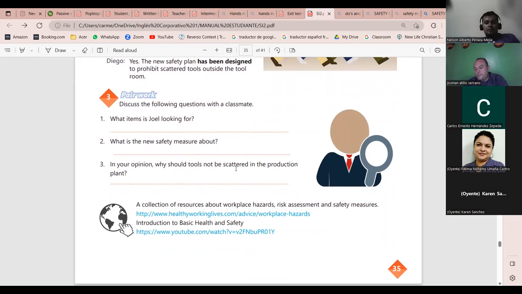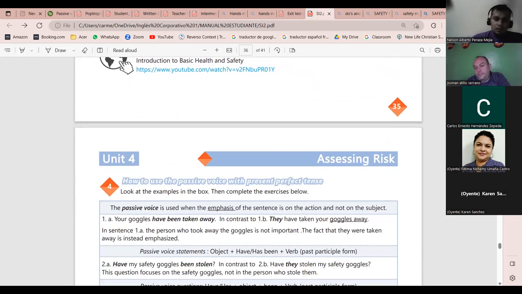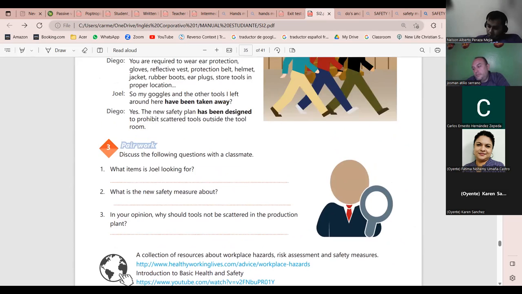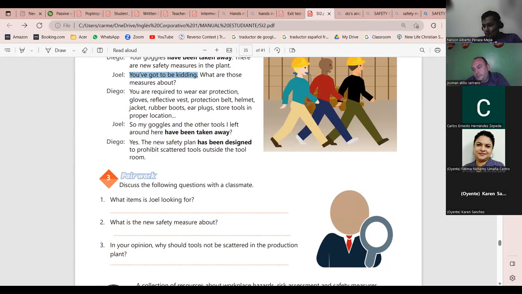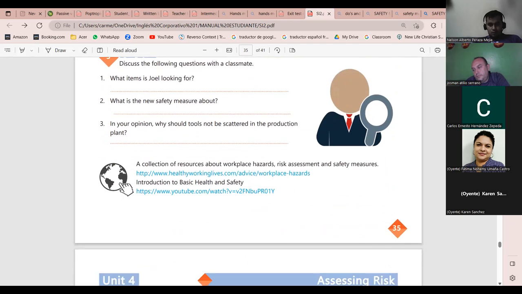Now, in your opinion, why should tools not be scattered in the production plant? Any work should be scattered in any production plant. Mm-hmm. Why? Because, I don't know how to say it, because you are exposed. You are exposed to suffer an accident. Very good. That's correct. Yes. It can be a cause, right? It's a potential risk or a potential hazard.